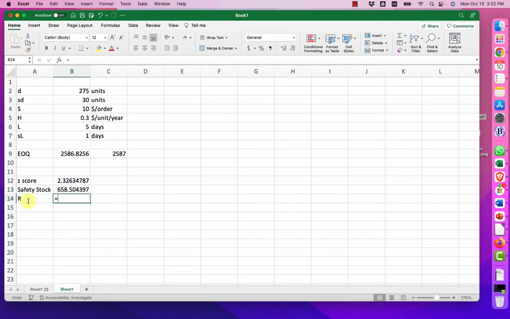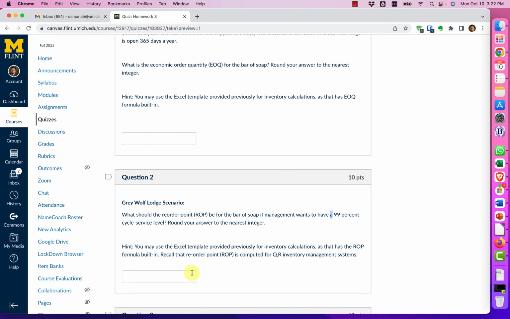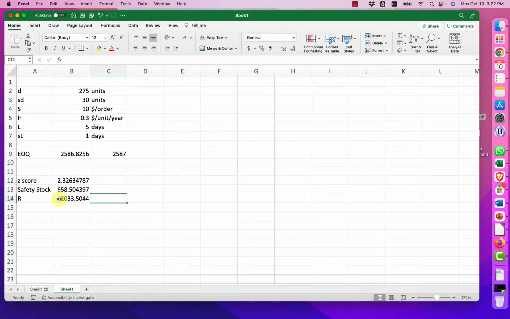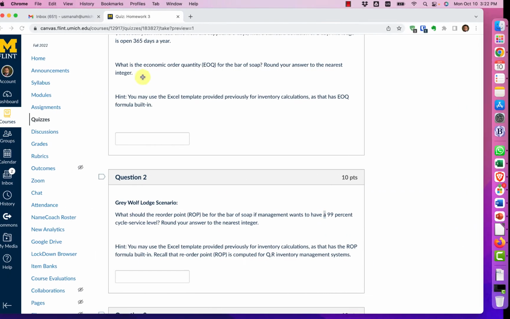Then my reorder point R is simply going to be D, daily demand, times L, plus the safety stock. So I got 2034.05, and it says round to the nearest integer. So again, I know it's going to be 2034, or I can just use the round function in Excel and say I don't want any digits after the decimal point, and I get the answer. Okay, so that is the answer to question 1.